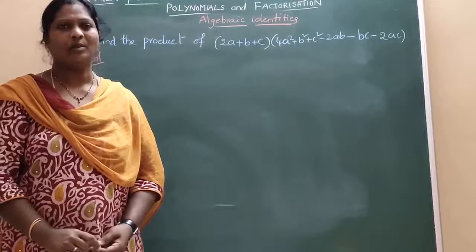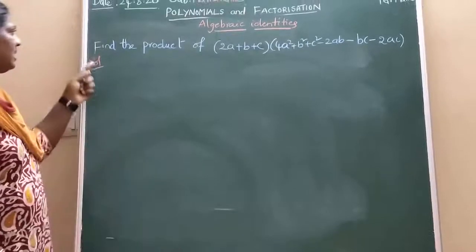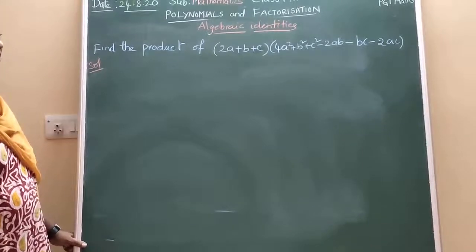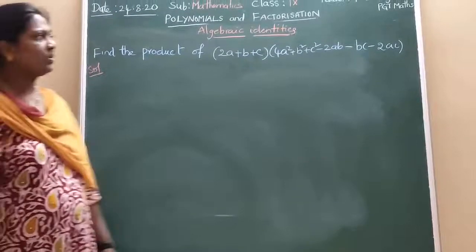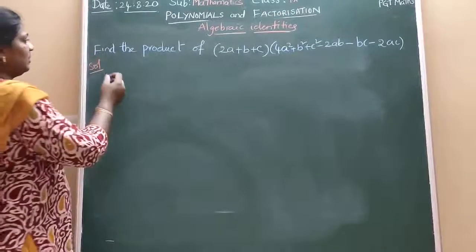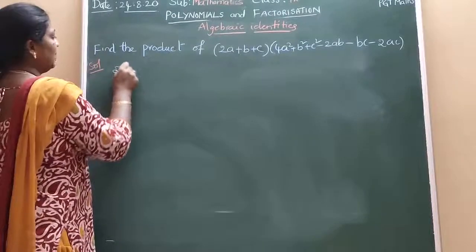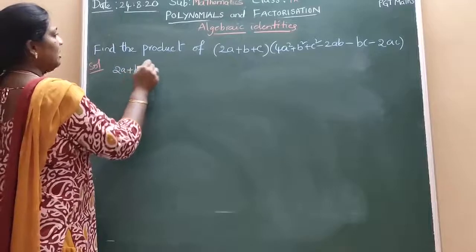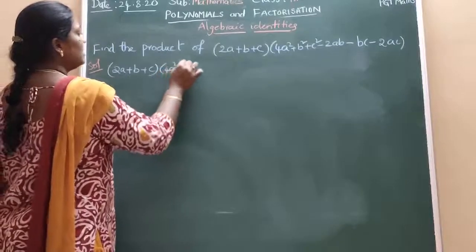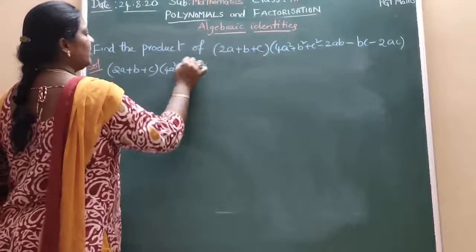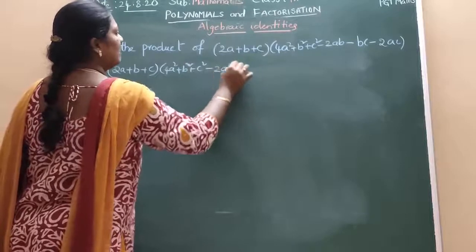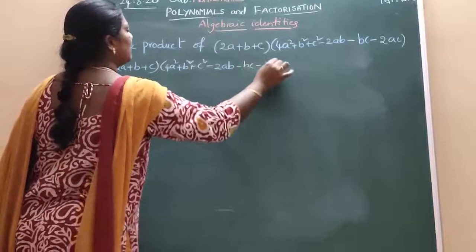Let's see one problem on this identity. Find the product of (2a + b + c) into (4a² + b² + c² − 2ab − bc − 2ac). This product, what is this? That is (2a + b + c) into (4a² + b² + c² − 2ab − bc − 2ac).